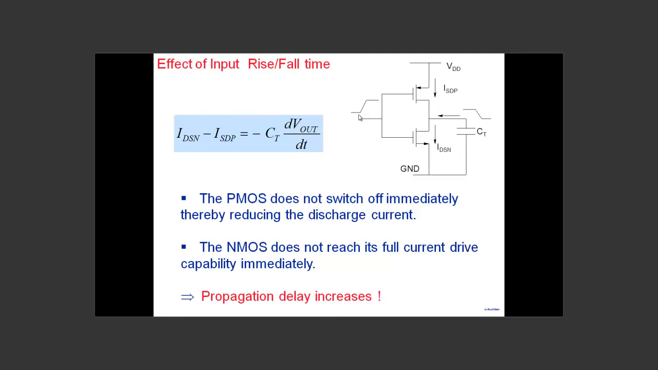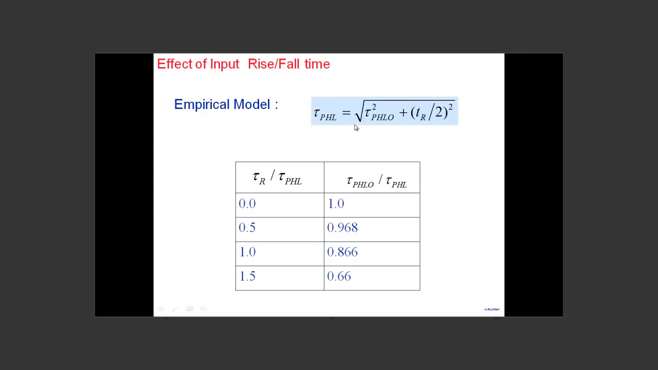There is no analytical expression as such that can tell exactly how much. But what people do use is an approximate expression like this. Let's say tau PHL0 is for abrupt transition. So tau PHL is the square root of tau PHL0 squared plus the rise time or the fall time divided by 2 squared. This is the rise time or the fall time of the input. So your actual delay increases with it. It's an empirical expression, it's not been derived. You look at how tau PHL varies with the rise time or the fall time of the input, you plot it out, fit an expression, and you find this expression works reasonably well, so you use this.